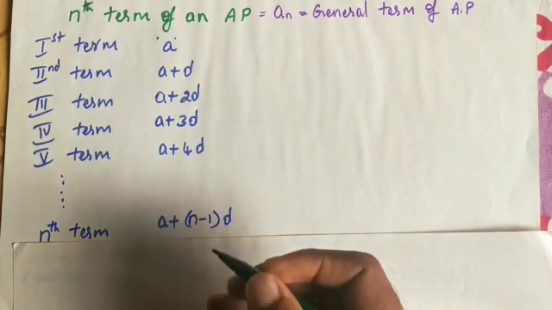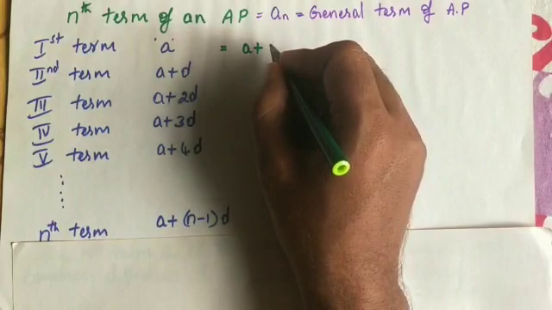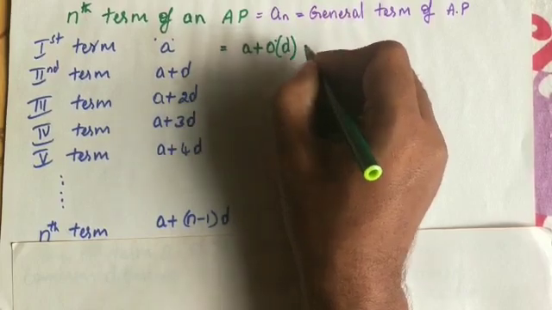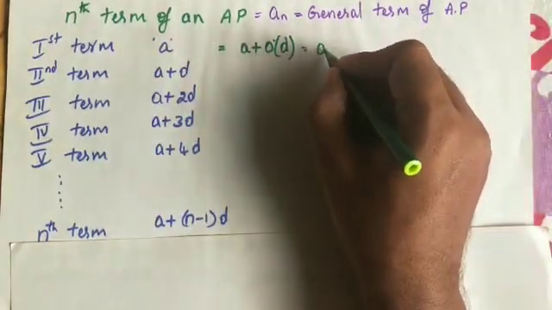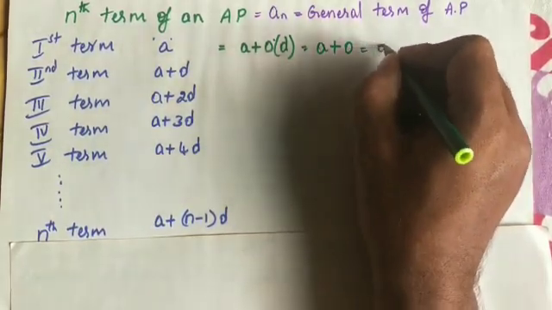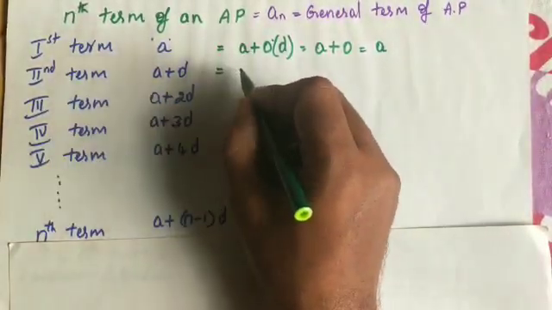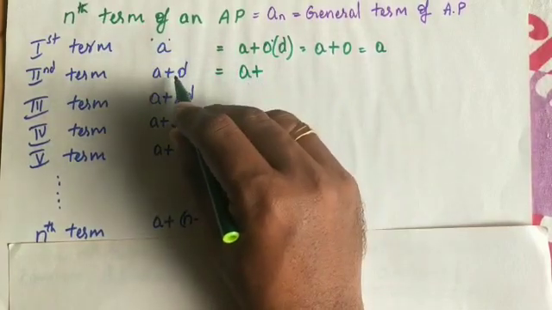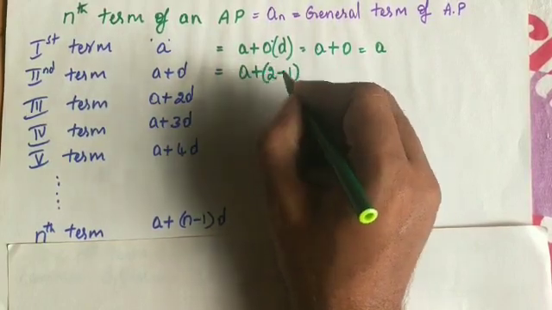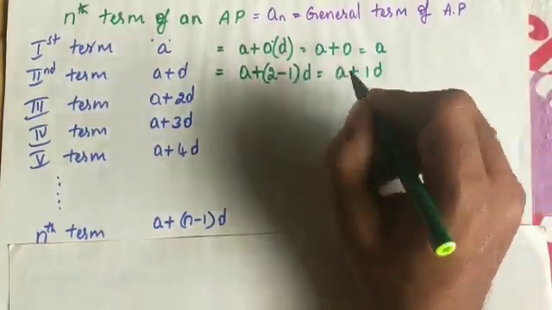Here, first term can be written as a plus 0d, which is equal to a plus 0, which equals a. How come here 0? We can understand it from the second term: a plus 2 minus 1 into d, which is equal to a plus 1d, that is a plus d.